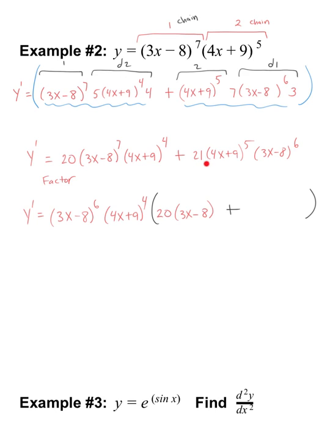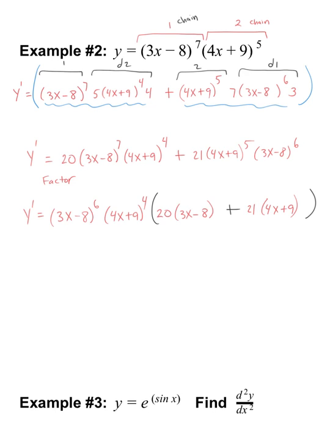Now I divide the second term by my common factors and put it here. The 21 is going to come down because there's nothing to divide that by. Now look at what cancels here. The 3x minus 8's cancel. I have 6 of them here. I have 6 of them here. They cancel. 4x plus 9, I have 5 here and 4 here, so there is 1 left, 4x plus 9. All right? Now there's the factored form.